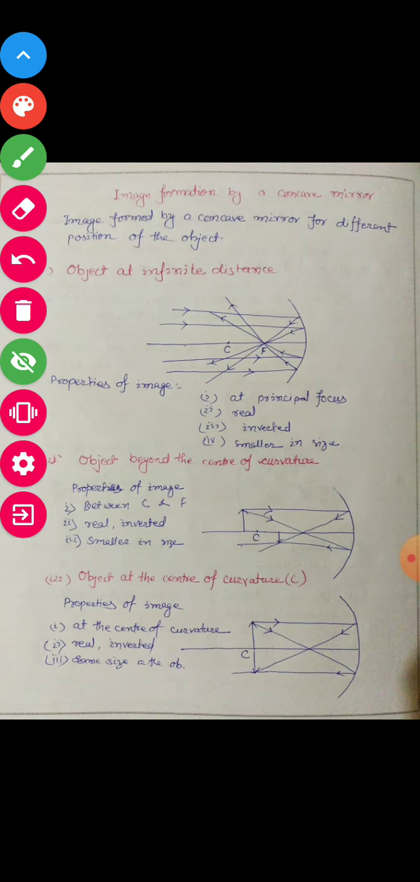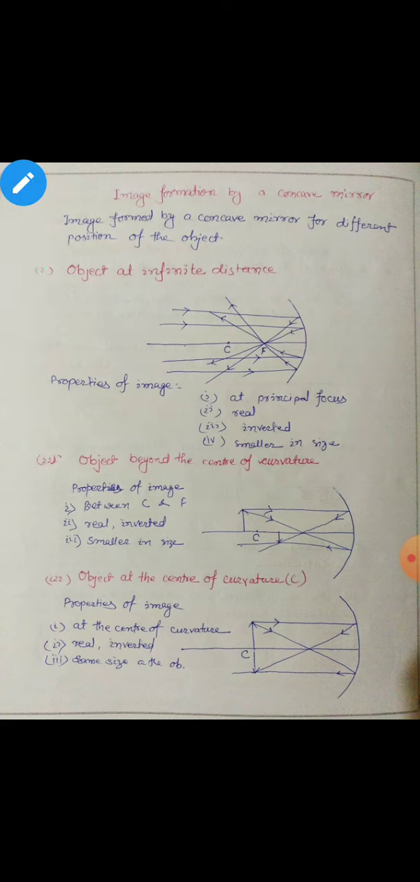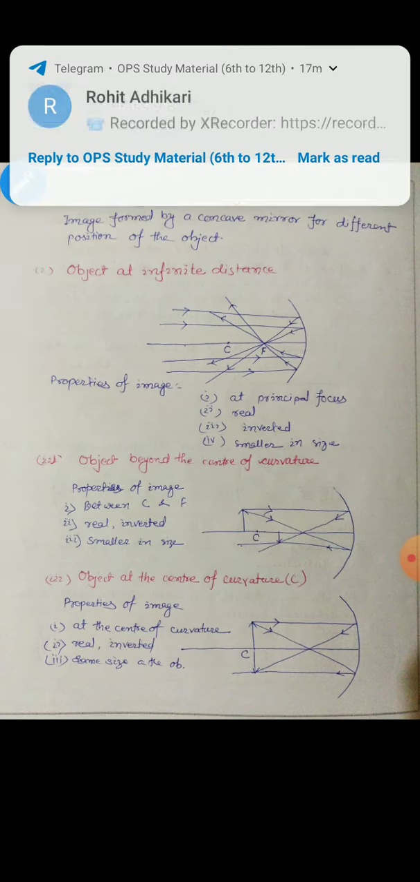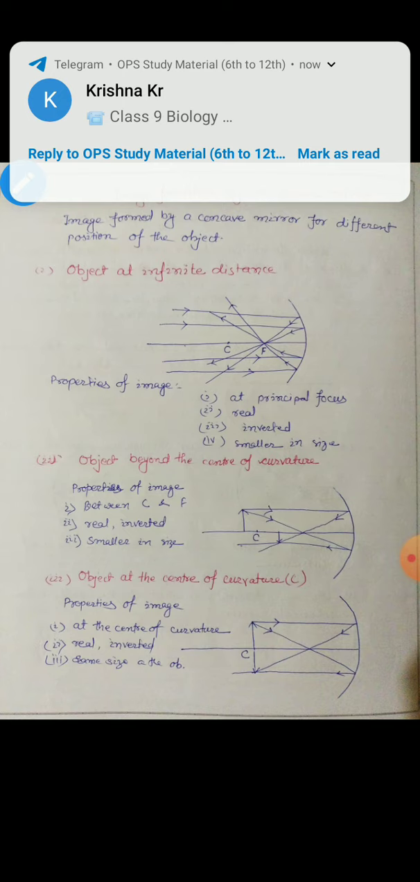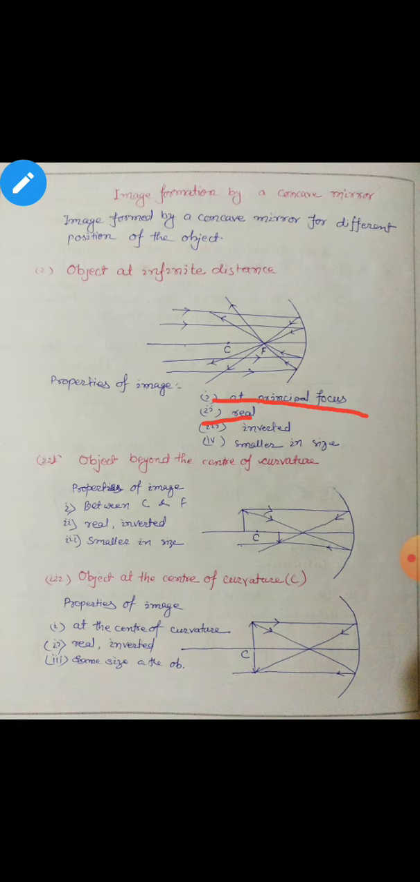So in this case, the properties of the image will be like this. First of all, the position of the image will be at the principal focus. Second, it will be real. Third, it will be inverted. And the fourth property is that its size will be smaller than the object. It is also said to be diminished. So here in this case we will say it is highly diminished. The image of the object will be highly diminished.